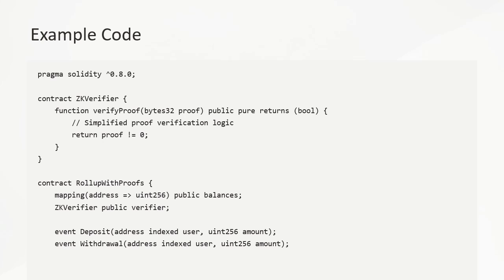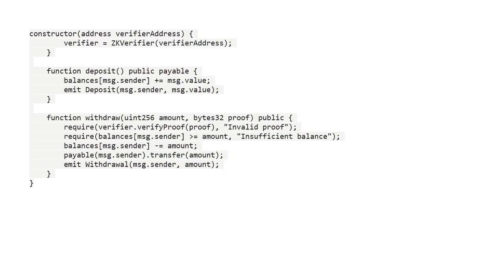So here is the code we will be using. This is very basic code. Here we define a contract ZKVerifier with a function in it and another contract, RollupWithProofs, as I talked about earlier. The RollupWithProofs contract demonstrates integrating a verifier to ensure that withdrawals are authorized with valid proofs. And here are the other two functions, which are deposit and withdraw.